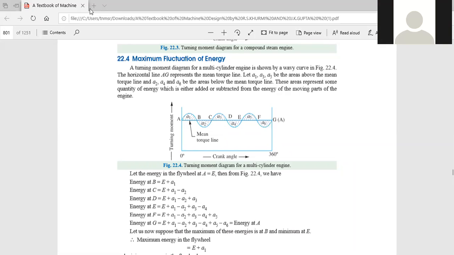So whatever the value above the mean torque line, it should be all positive. Above the mean torque line, positive. Below the mean torque line, negative. That is the baseline.